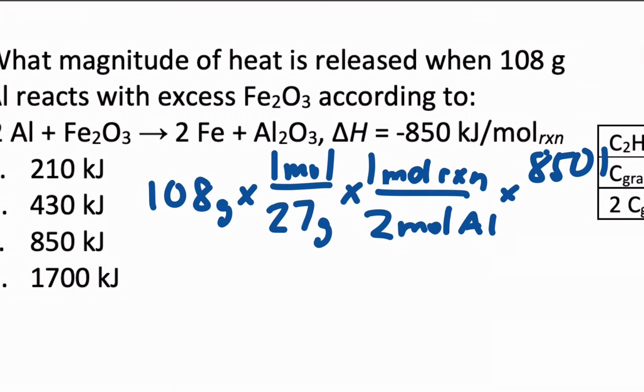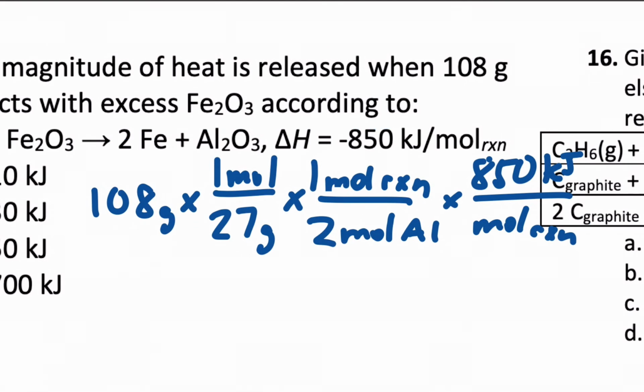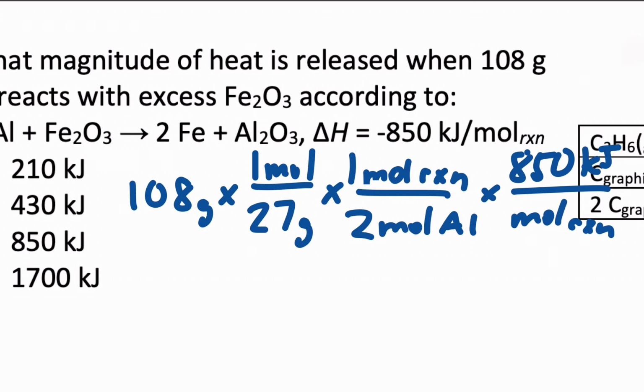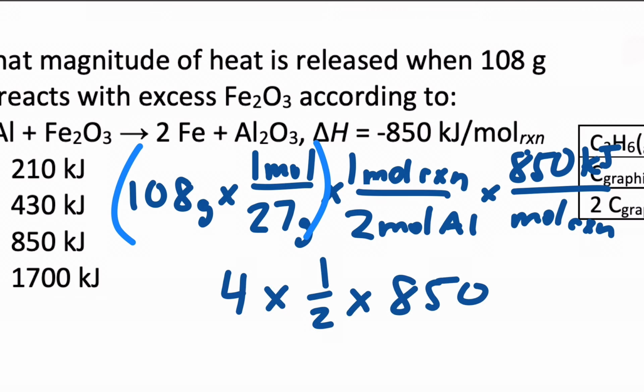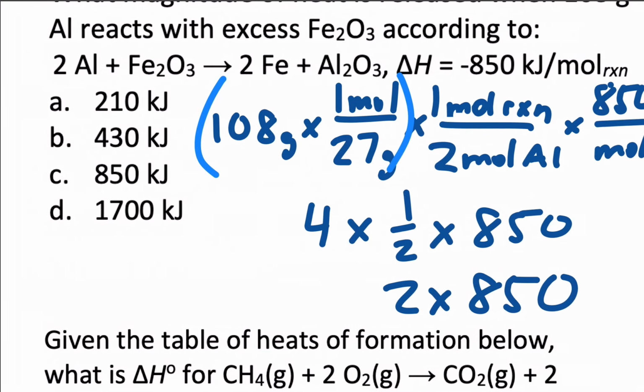You can tell by looking at the choices they took the absolute value per mole of reaction. This is another multiple choice, so I've got to do this without a calculator as well. Well, luckily 108 divided by 27, that's just 4 times a half times 850. That's 2 times 850, and that works out to be 1700.